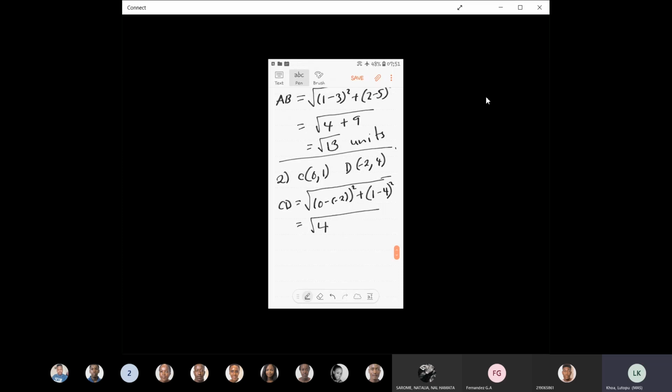I don't know why my screen keeps going black. Let me see if I can fix that. I hope this will be better.